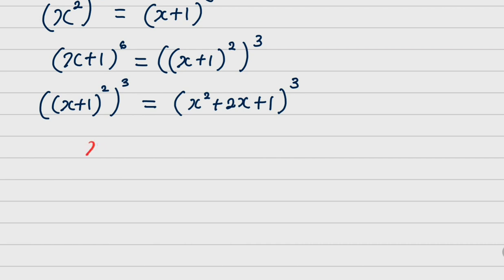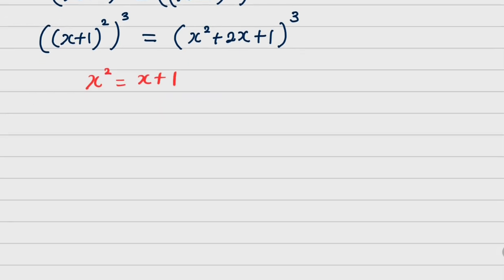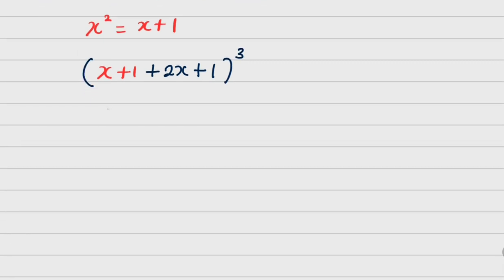Recall that x squared is equal to x plus 1. So I'm going to substitute x squared, so I'm going to have x plus 1 standing for this x squared now. Then I have plus 2x plus 1, all raised to power 3. Now adding it, I'm going to have 3x plus 2, all raised to power 3.